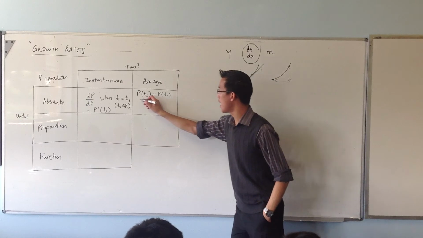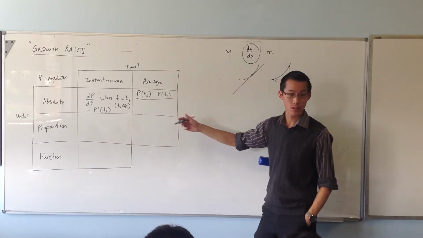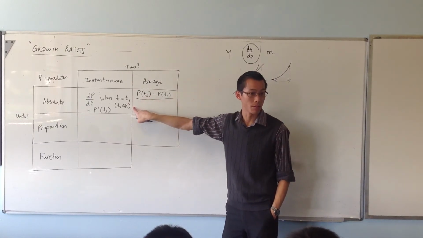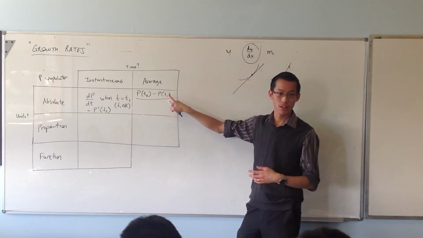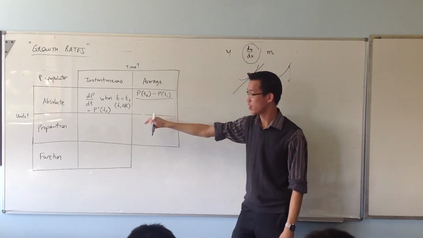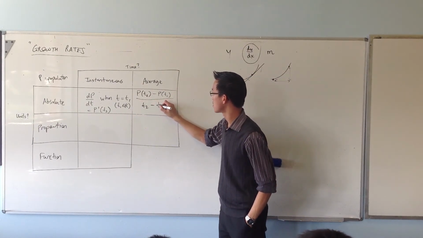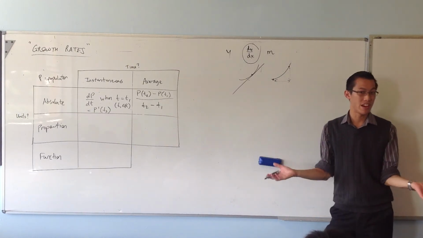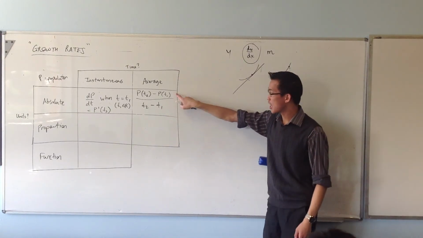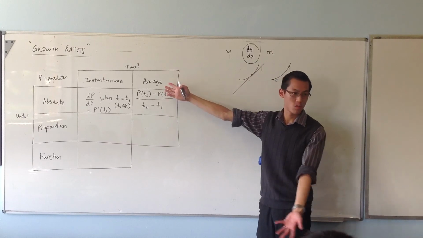Good. I want to divide by how long it took me to rise from this population to that one. If I'm comparing year 5 and year 10, I'm going to go 10 minus 5. So the duration was 5 years. There's my change, there's how long it took. Let's just say rise over run.